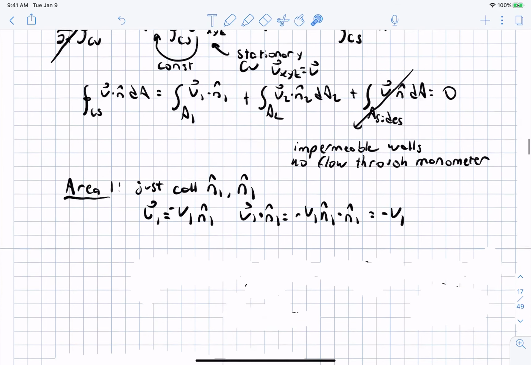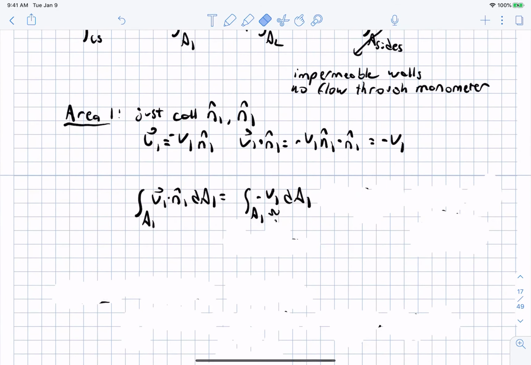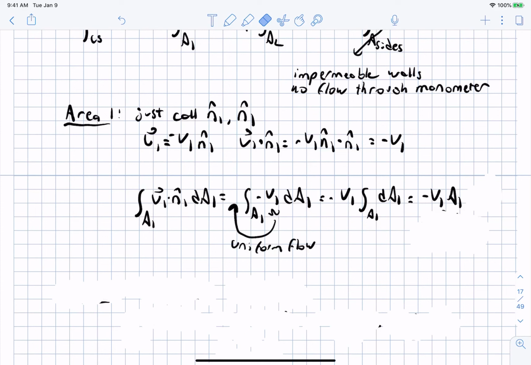Okay, so then we can take this result and stuff it into the area integral as we did before. We take this result here and substitute it into here. Again, we're assuming uniform flow, which basically means that we can take this and yank it outside. And we get that this is equal to minus v1 times the integral over the area of dA. And this here is nothing more than the area, so this equals minus v1 times A.